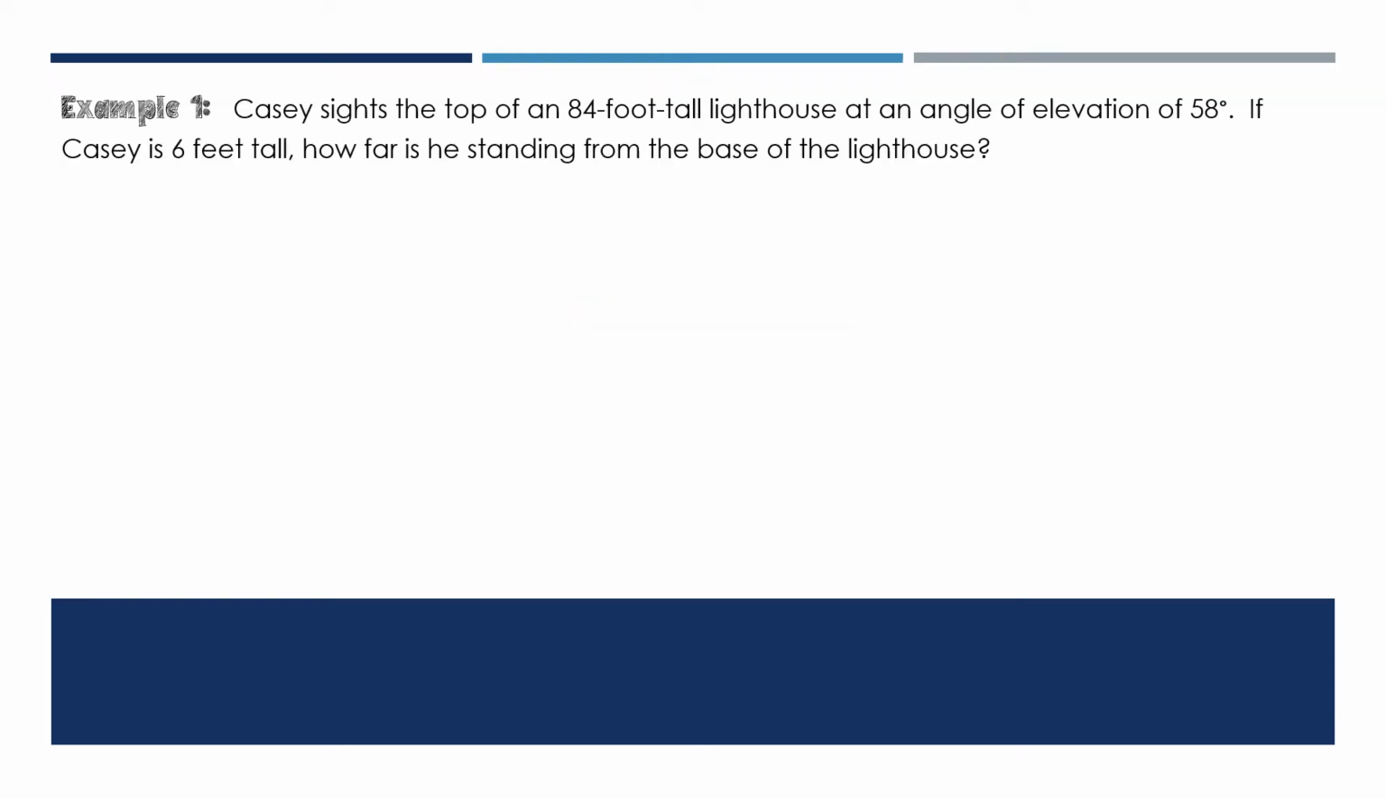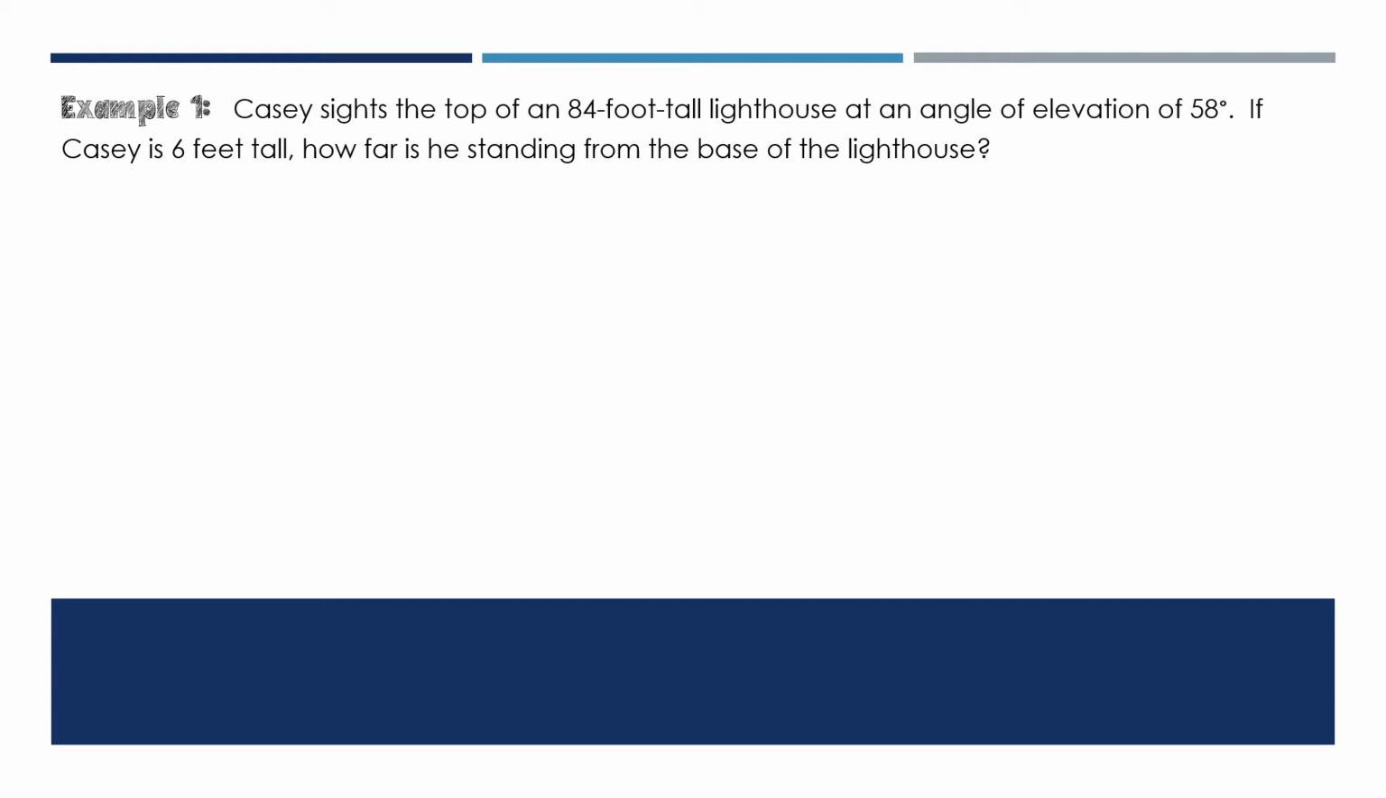So in our first example, we have Casey, who sights the top of an 84-foot tall lighthouse at an angle of elevation of 58 degrees. If he is 6 feet tall, how far is he standing from the base of the lighthouse? So the picture that goes with this is actually the same picture as in that description of angle of elevation.